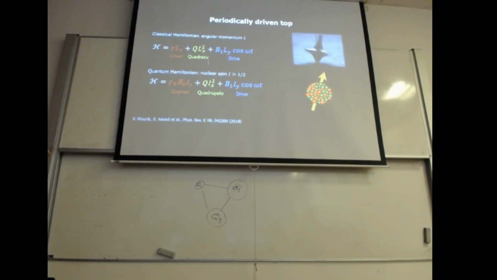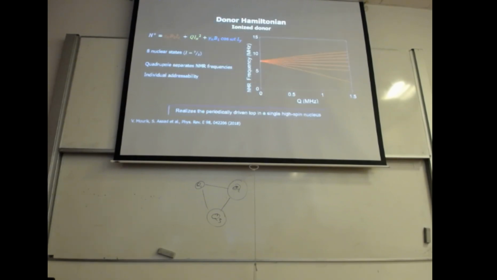Of course, you recognize here more or less the shape of the quantum Hamiltonian that I showed you before of these large nuclear spins. We have the Zeeman term here that can implement the Lz. We have the quadrupole term here that can implement the orthogonal quadratic interaction, and we have the spin resonance term that can do the periodic perturbation. Okay? That's the idea behind this type of research.